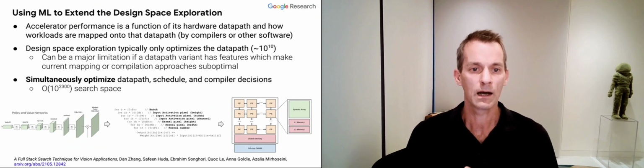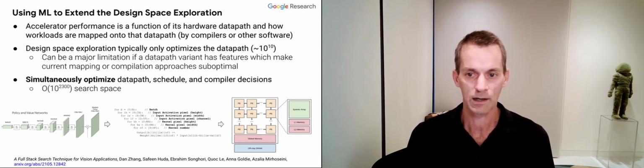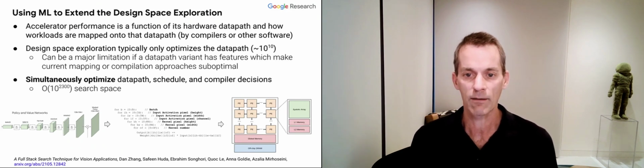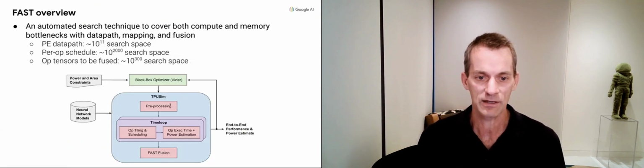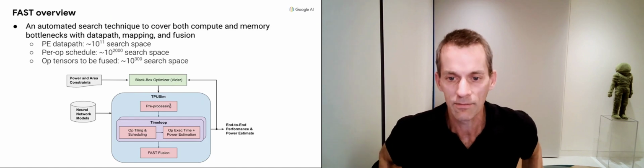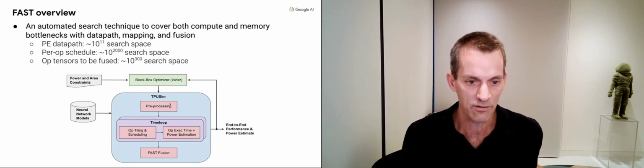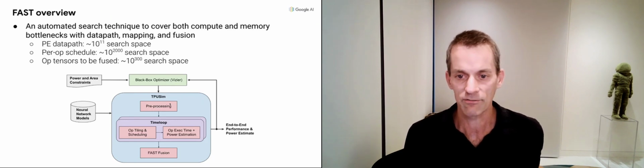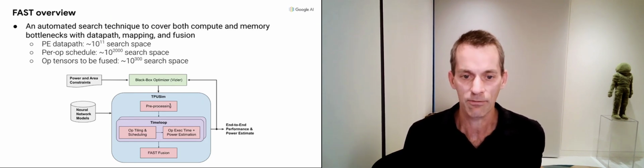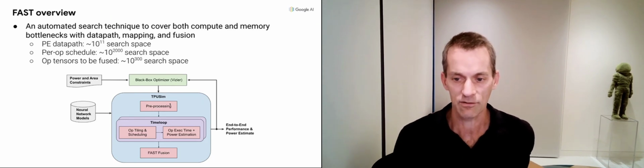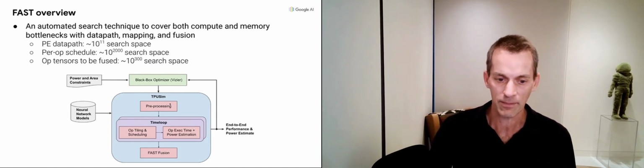And so we use ML to extend the design space exploration. Typically, design space exploration thinks about the data path, but we can actually simultaneously optimize the data path, the schedule, and compiler decisions, which gives a much larger search space, but is much more effective than just trying to think about the data path without considering the downstream effects of making a compiler that takes advantage of decisions in that data path.